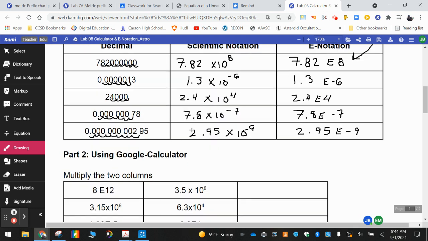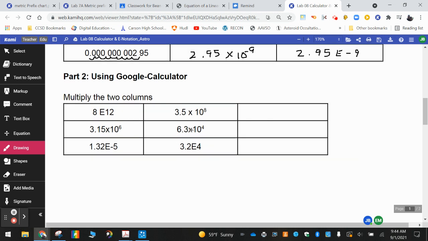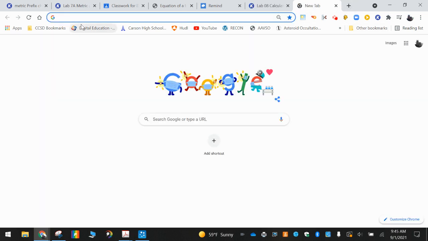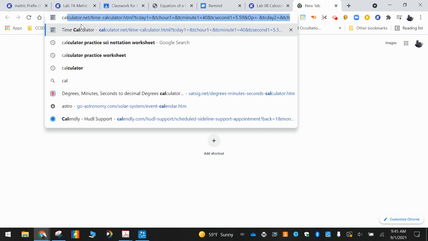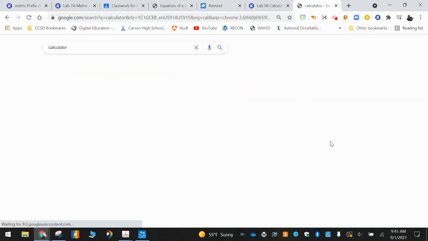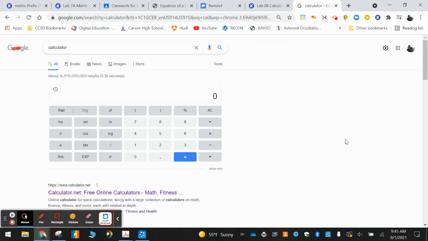Okay. All right. So now we're going to do what's called using the Google calculator. Okay. All right. So Google calculator, I'm going to open up a new window here and I'm going to type in calculator. And this should show up here. Okay, so this is the Google calculator. Now, when we do this here, this is defaulted in radians. Okay, we want to make sure we're in degrees.